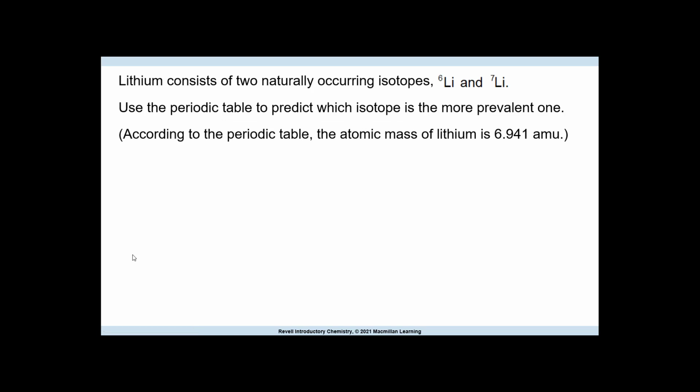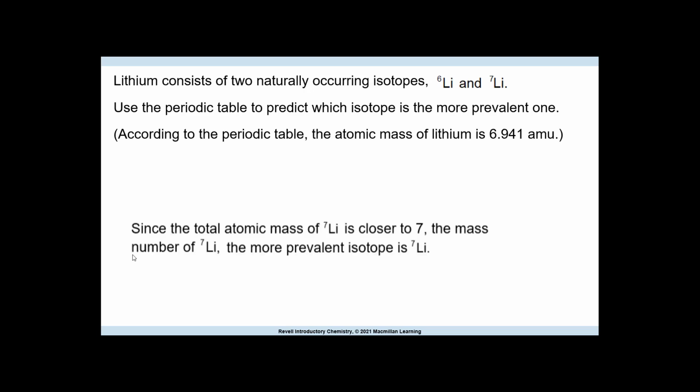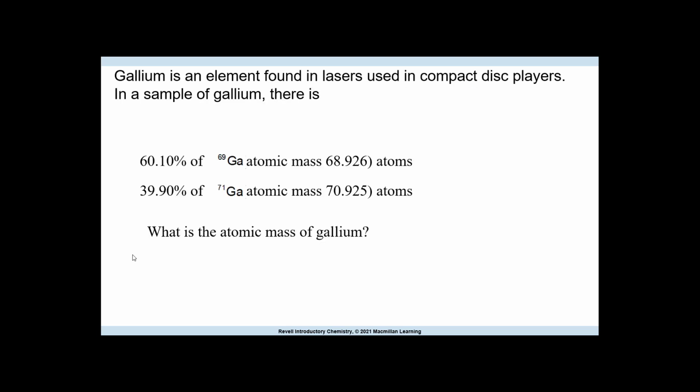All right, so let's do one more. Lithium consists of 2 naturally occurring isotopes, lithium-6 and lithium-7. Use the periodic table to predict which isotope is the more prevalent one. I'm not going to show the periodic table. I'm just going to tell you that the mass that shows on the periodic table is 6.941. So which one is the more prevalent one? Well, it's closer to 7. So that means that the isotope lithium-7 is more prevalent, which means it's more in abundance than the lithium-6, because the average atomic mass is closer to 7 than it is to 6.